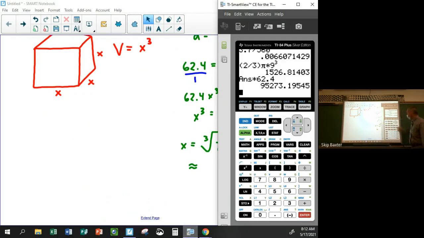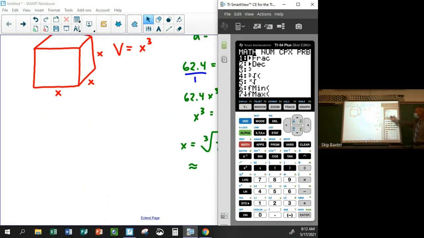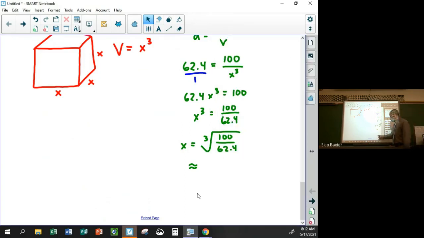So again, on my calculator, I know how to take cube roots. I'm just going to do math, choice 4, but different calculators do it different ways. 100 divided by 62.4. So it's 1.17.